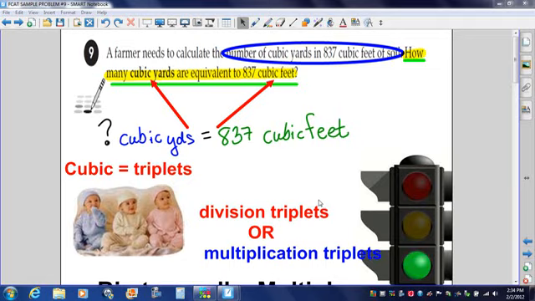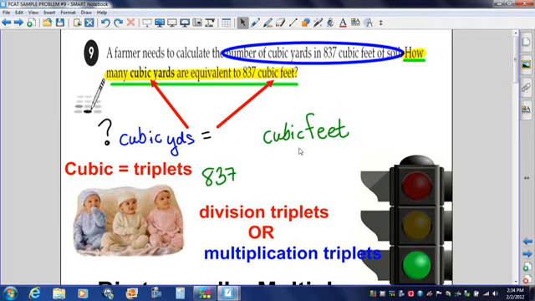All the way back in chapter 1, we talked about square units and cubic units. We said if it was a square unit, it was like twins. We also said back in chapter 1, if it was cubic units, they were like triplets. So I want to know how many cubic yards there are in 837 cubic feet.